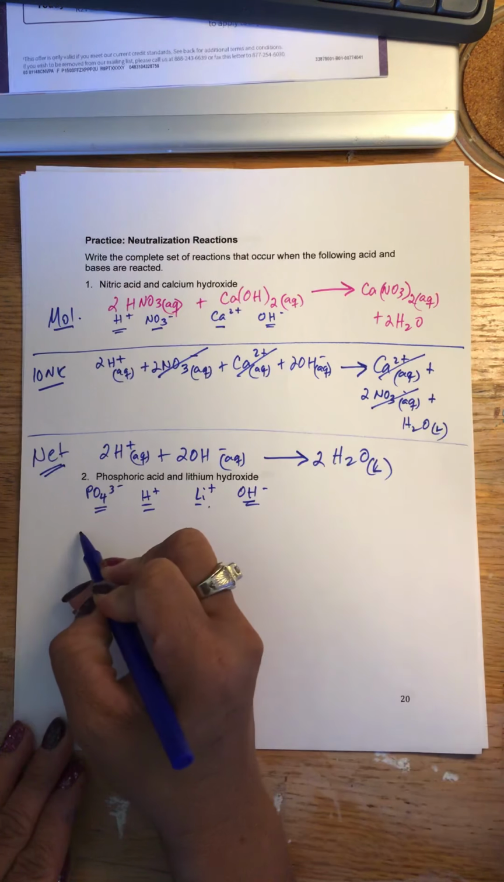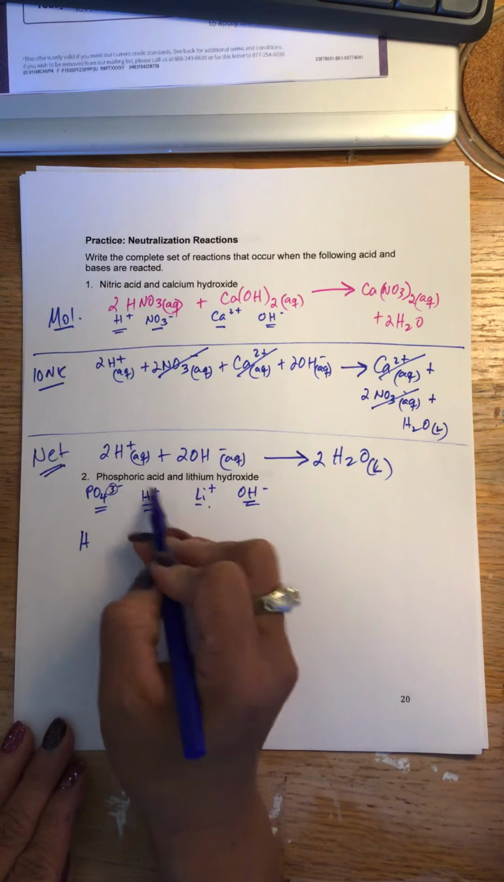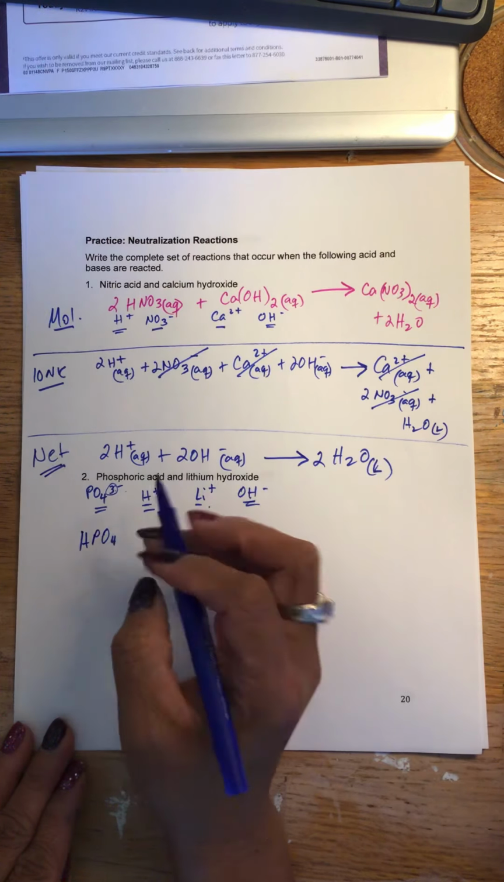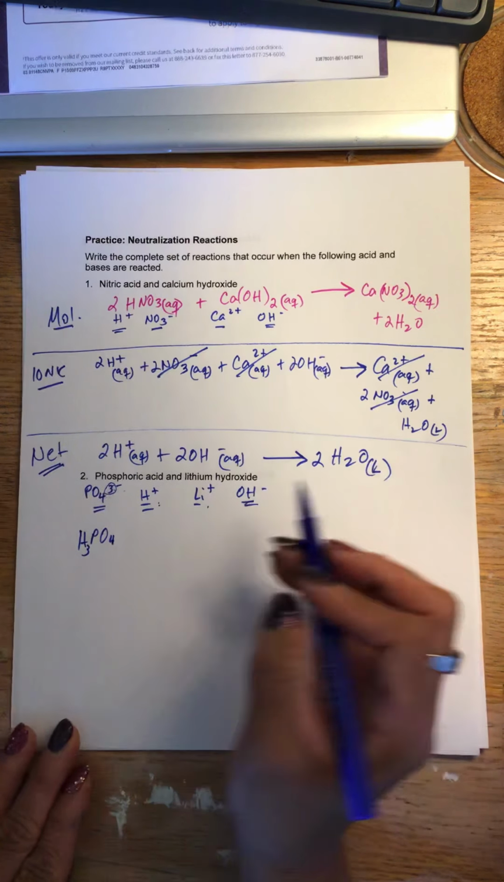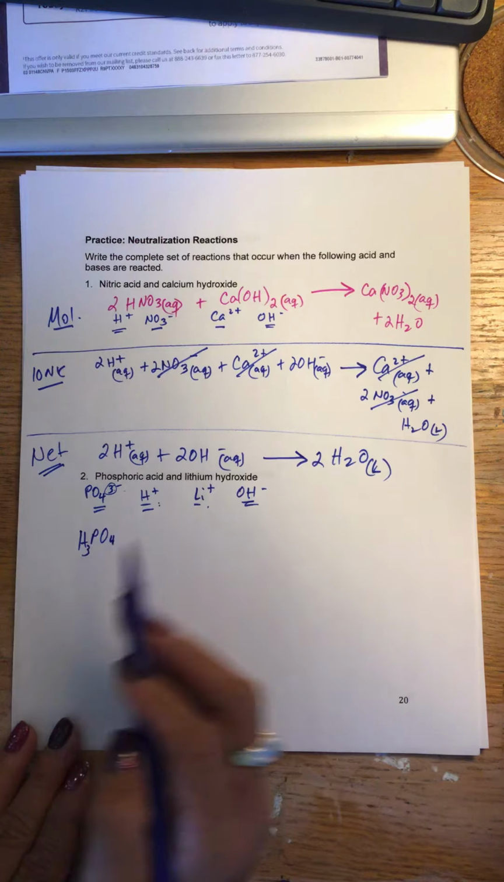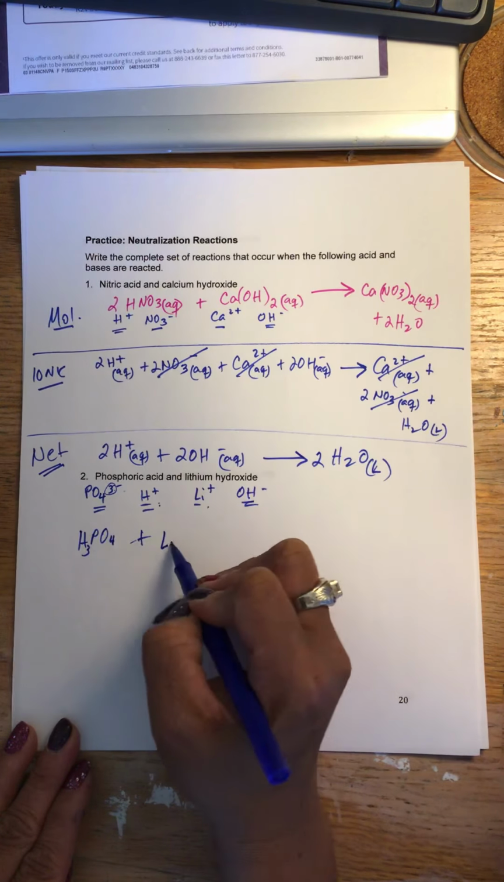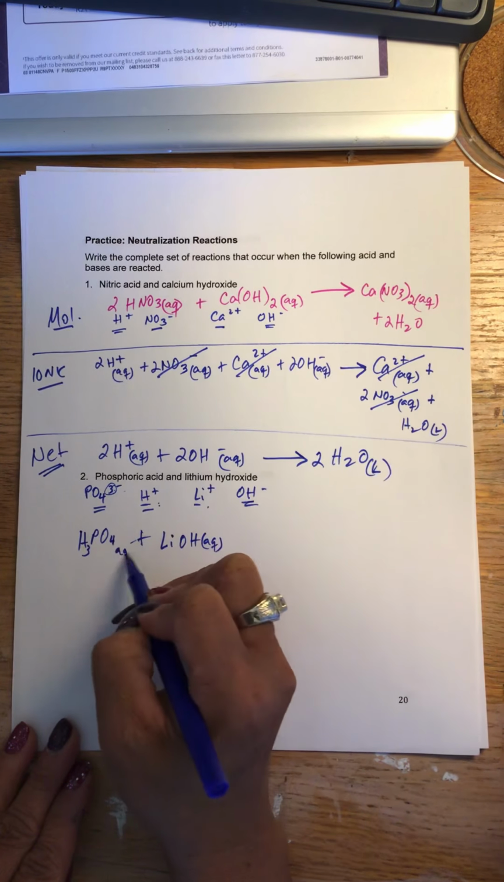So let's write down the whole formula here. Because of the 3, that's going to go down to the hydrogen. So this is H3PO4 in brackets. The 3 goes down to the hydrogen here. So this is a triprotic or polyprotic acid. And lithium hydroxide is LiOH. These are both aqueous solutions.